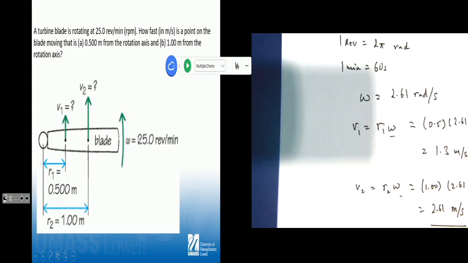Everyone with me? So remember, convert revolutions per minute to radians per second. You can work in radians per second. Revolutions per minute is a common unit, not the unit you ever want to plug into a formula.